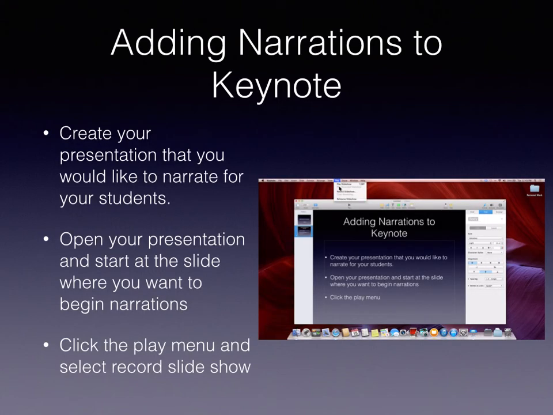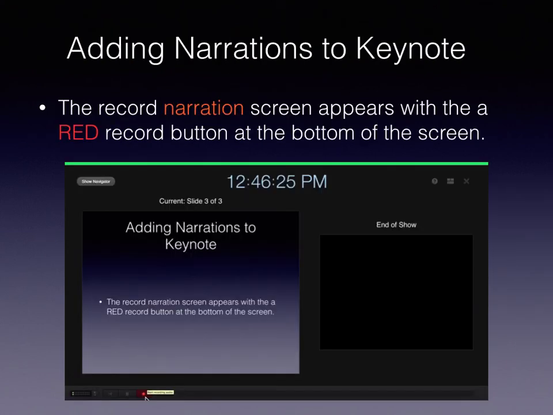Now, adding narrations to Keynote, it's very easy. It's nothing difficult about it. You'll create your presentation that you want to narrate. You'll open the presentation after you've saved it and given it a name. And then you're going to click the play menu at the top of your Keynote window. After you click the play menu, you can select the button that says record narrations.